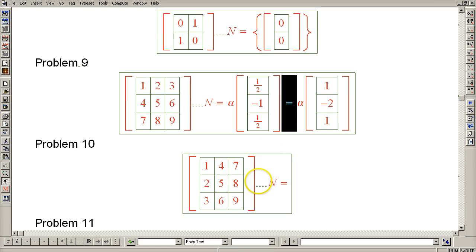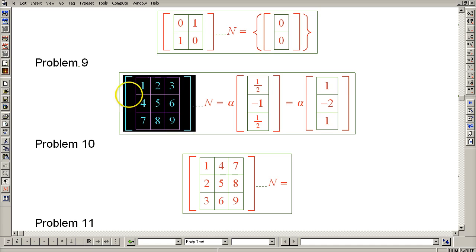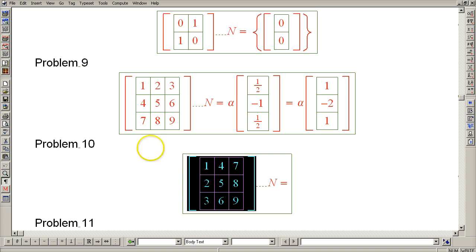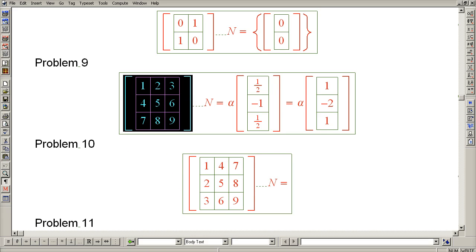Moving on to problem 10. In problem 10, we have a matrix that's a flip of the matrix in problem 9. I took the rows of problem 9 and made them columns in problem 10. The linear algebra term for this sort of thing is the transpose. This matrix is the transpose of this matrix.